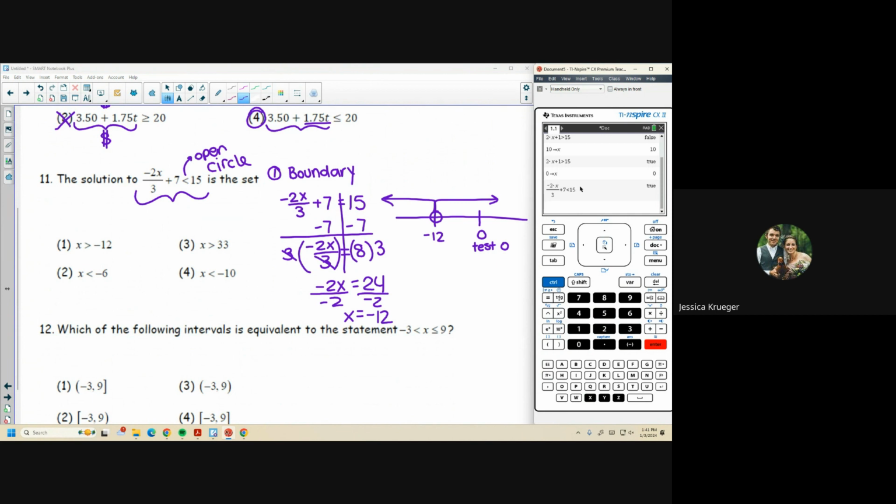That makes it true. So at 0, it's true, which means I want this to be my solution. I don't want my solution down here. It's false down here. So if I look at that, the solution is any value that is above or greater than negative 12. And that matches right here with choice 1. Once you find that boundary point, the way this problem is written, you can actually figure it out because no other inequality uses negative 12 as a boundary.